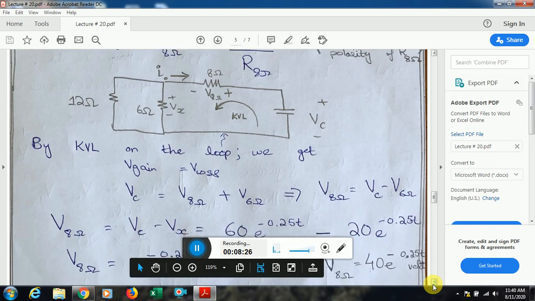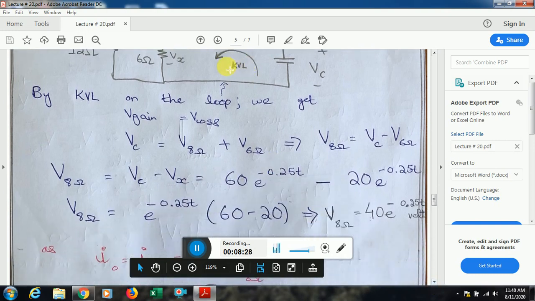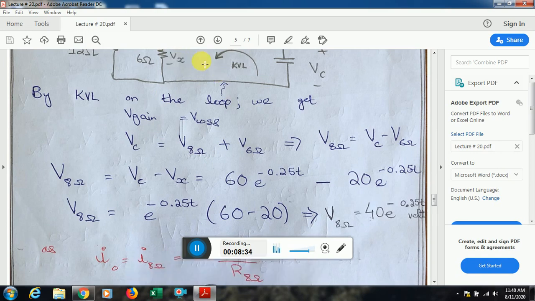Now the 8 ohm voltage can be simplified by using KVL. Voltage Vx, we know that, we know Vc.